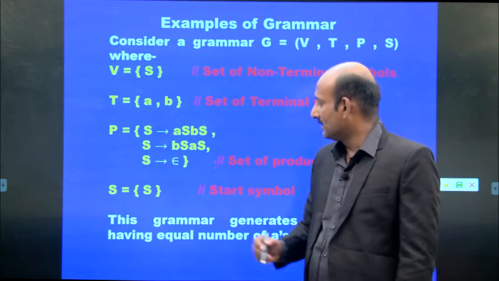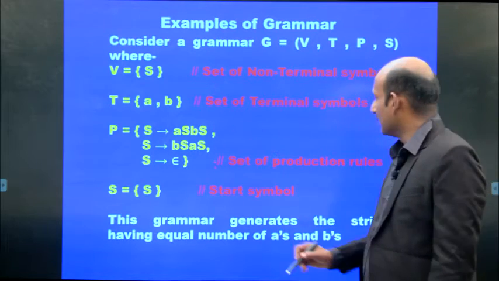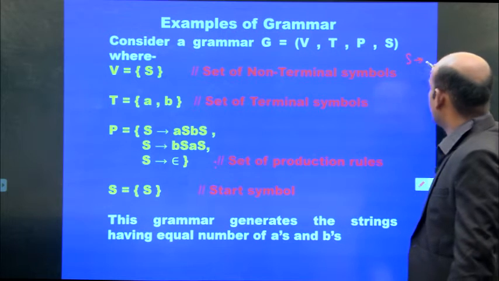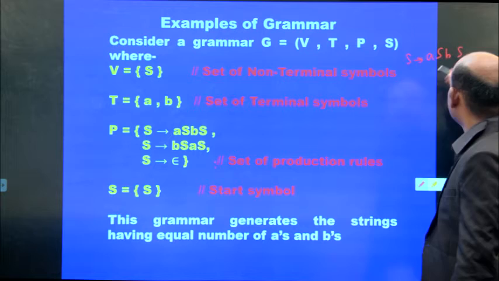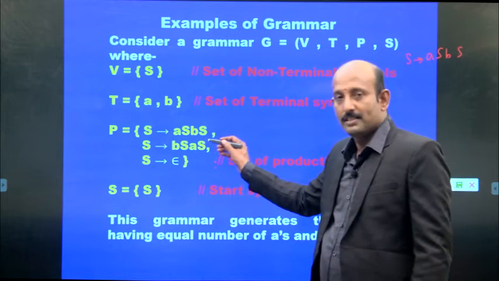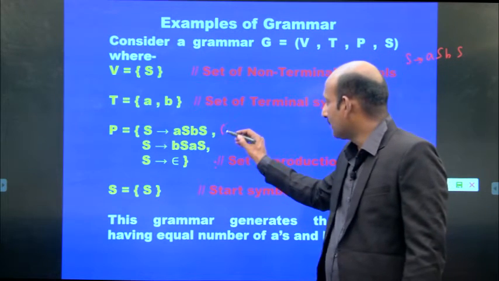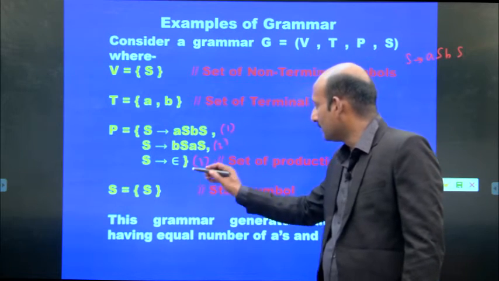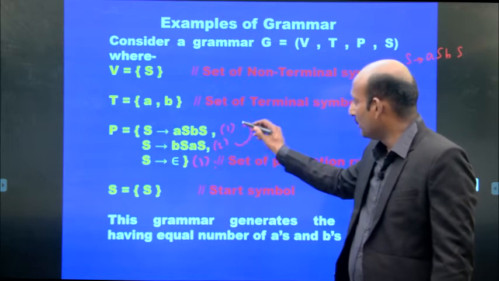and apply this third. Instead of that, we can take this first production where S tends to A, S, B, S. Substitute the second production into the first. I repeat, this is the first production and this is the second production and this is the third production. You have to substitute these two into one.